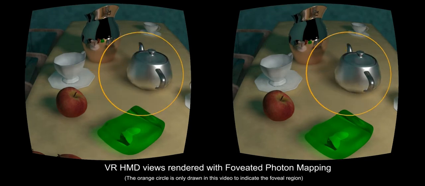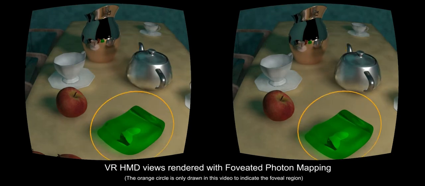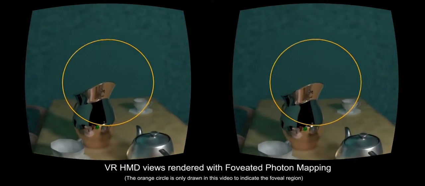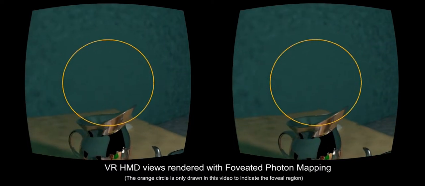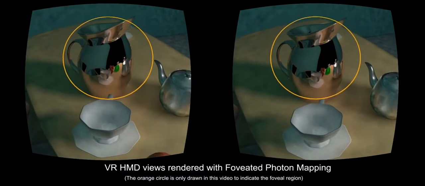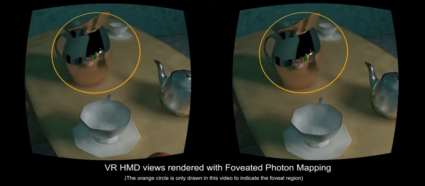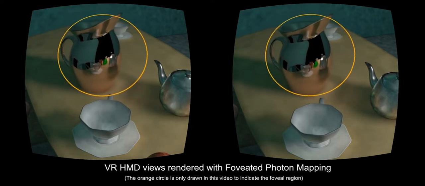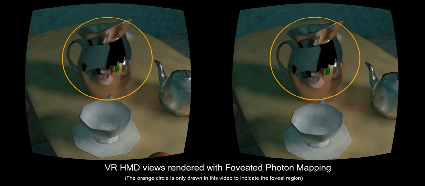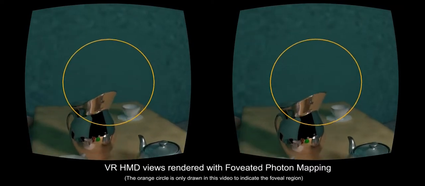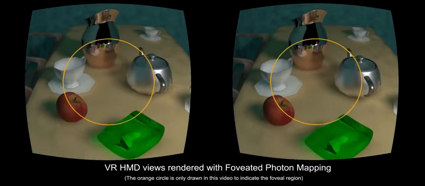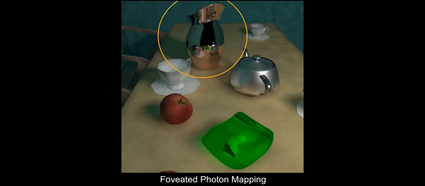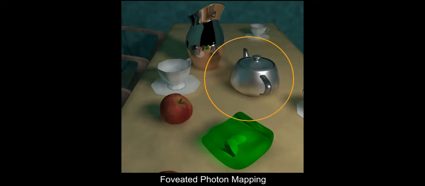We use gaze tracking hardware, 7invensun aGlass integrated into an HTC Vive, to capture the user's gaze point in real time. Here are two eye views on VR HMDs. High-quality illumination is rendered in the foveal regions when the gaze is moving.